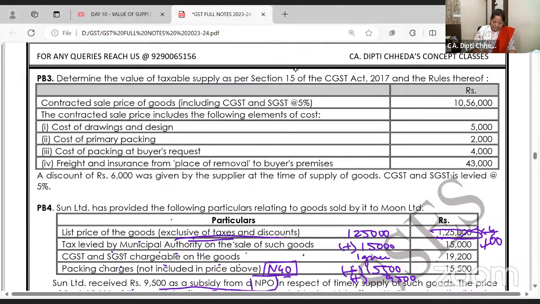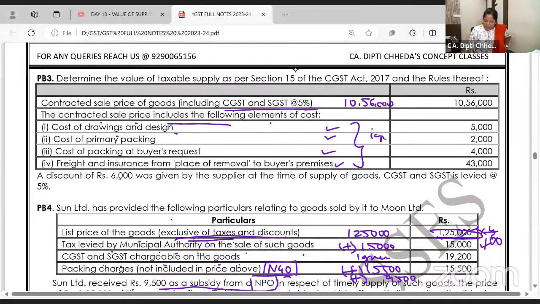It's very simple. I think we can do it here. Contracted sale price inclusive of GST. Now this is inclusive of taxes. So 10 lakh 56,000, but this is inclusive of taxes. This contract price includes drawing expense. So let it be. If it was not included, we would add incidental expense. Primary packing, we will add. Buyer's request packing, we will add. Freight and insurance, we will anyhow add. But this is all already included.